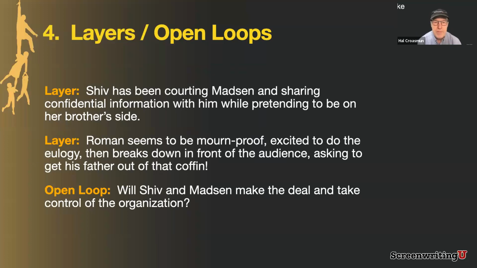And then an open loop here. Will Shiv and Matsson make the deal and take control of the organization? And this is a really important open loop. If they make this deal, Matsson has made an agreement that he's going to make her CEO, which now takes out both of her brothers. So that's important. It puts her in control of the company. It also has Matsson owning the company, which is now going to change all kinds of things. There's been conversation about him breaking it up and selling it. It puts him in a much, much more powerful position.